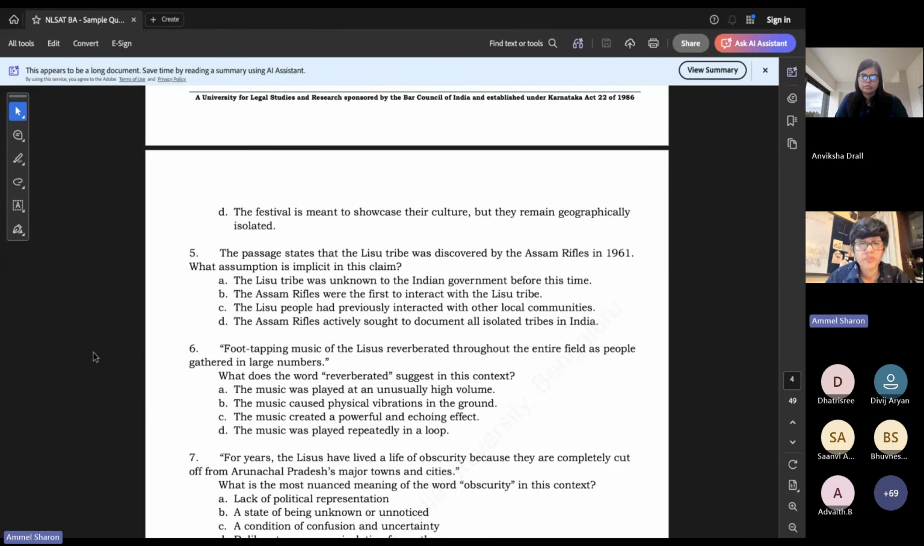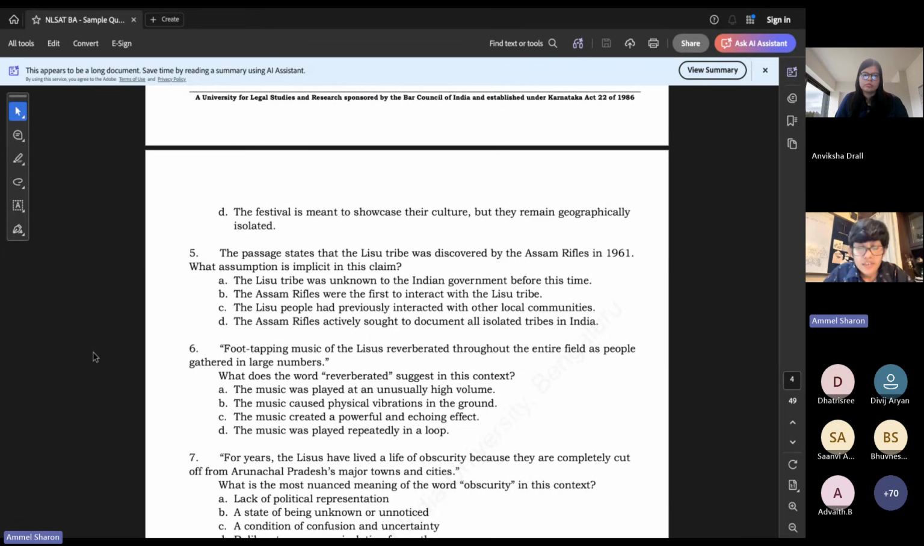So the assumption probably is A, that the Lisu tribe were unknown to the Indian government before this time, which is why one arm of the government, which is the paramilitary forces, comes to discover the tribe, right? Let's go to 6, and this is the last one I will do based on this passage, and we can discuss things further in the question and answer round.